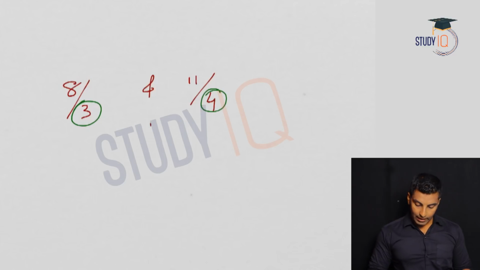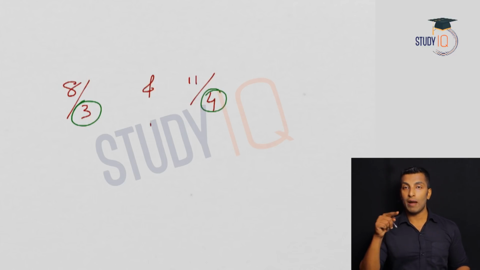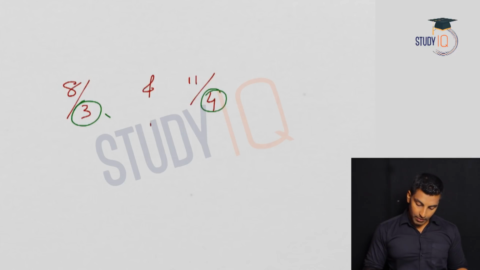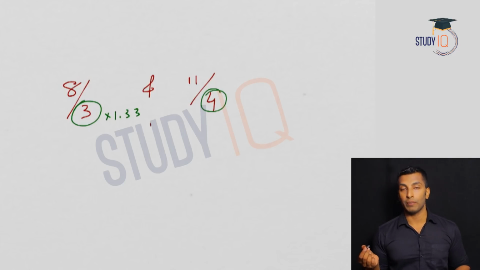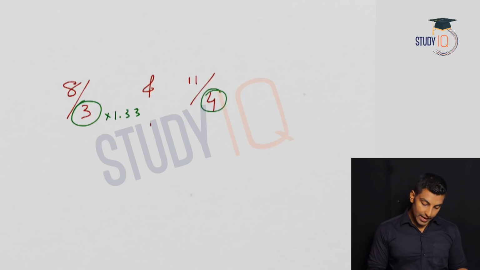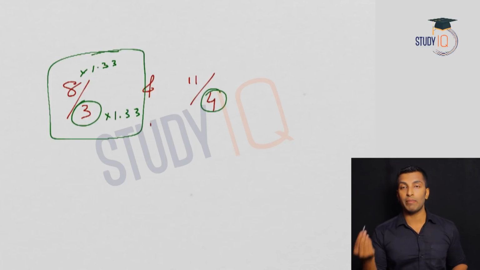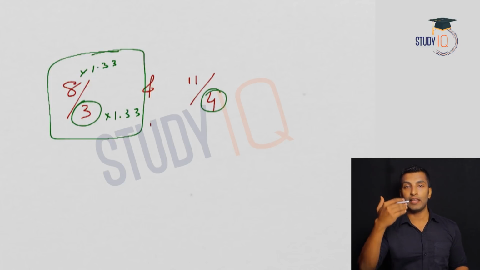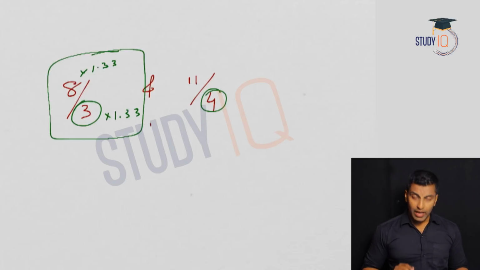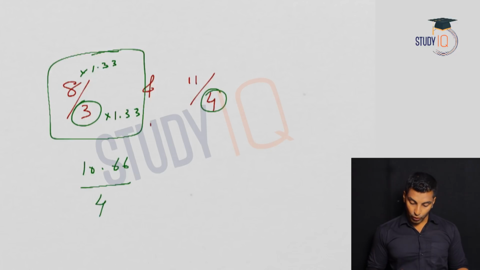So how to make this 3 as 4? 3 into 1.33. What is the factor of multiplication between 3 and 4? 4 by 3 is basically 1.33. So when you multiply this denominator with 1.33, you can make it 4. Then both denominators are the same. Obviously the numerator also you need to multiply by the same. And I told you from the first property, the ratio remains unchanged because you are multiplying the numerator and the denominator by the same value. So when you multiply 8 by 1.33, you will get 10.66 and the denominator will become 4, and the other is the same 11 by 4.